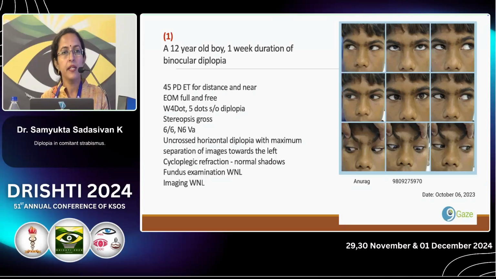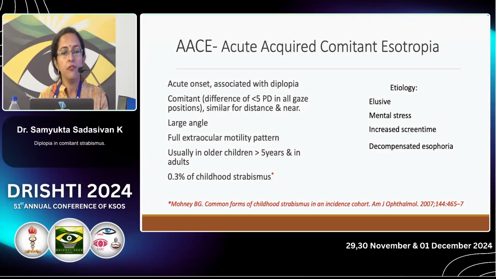So this being a case of acute onset eso deviation, we went ahead with an MRI that turned out to be normal as well. So a diagnosis of acute acquired comitant esotropia was made. Now, this is a clinical entity which mandates good attention these days, especially after the post-COVID home confinement times, and an increased number of cases have been reported ever since.